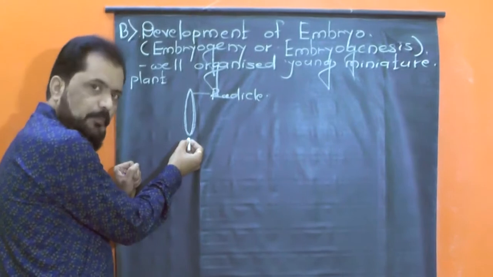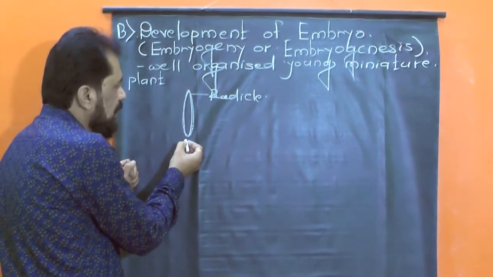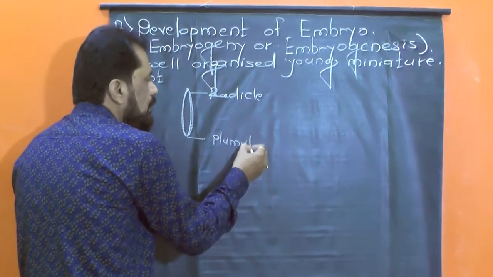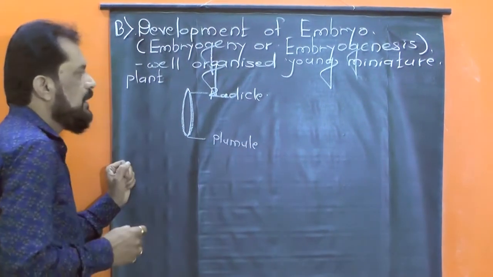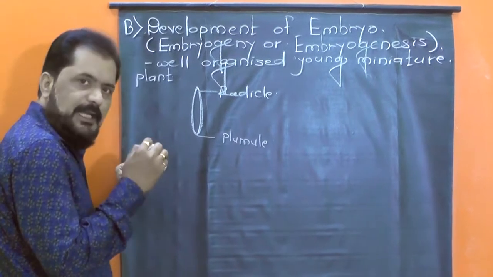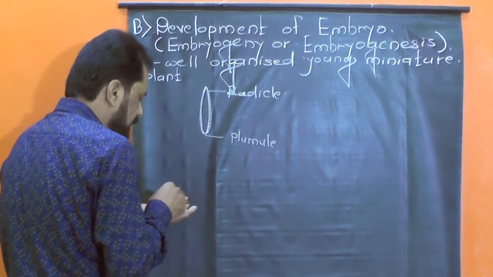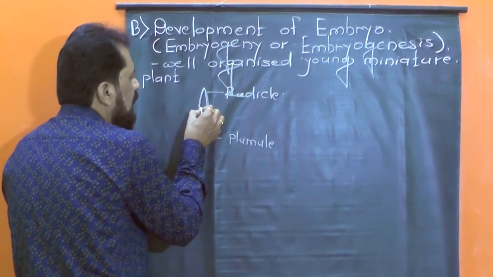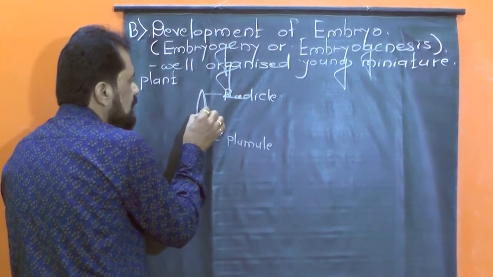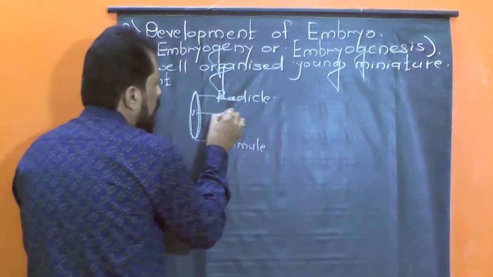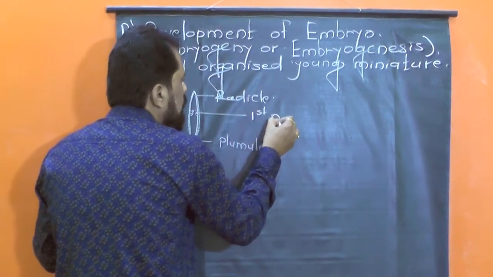The other opposite end of the embryonal axis represents the plumule. Now, in between the radicle and plumule, the point where the cotyledons are attached to the embryonal axis is known as the first node.